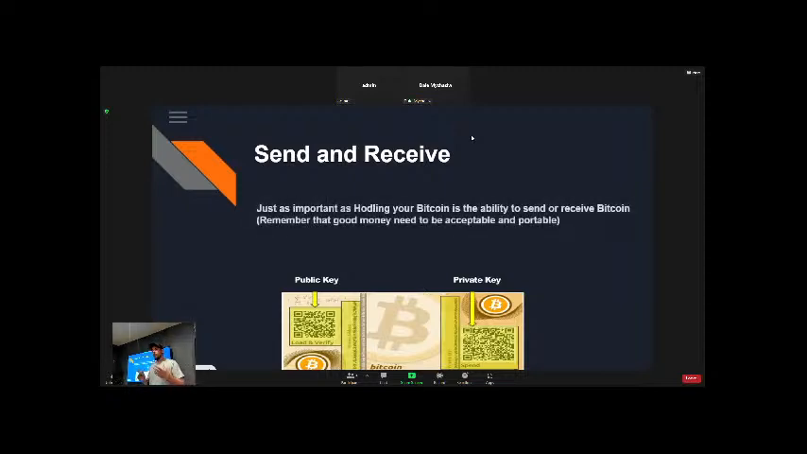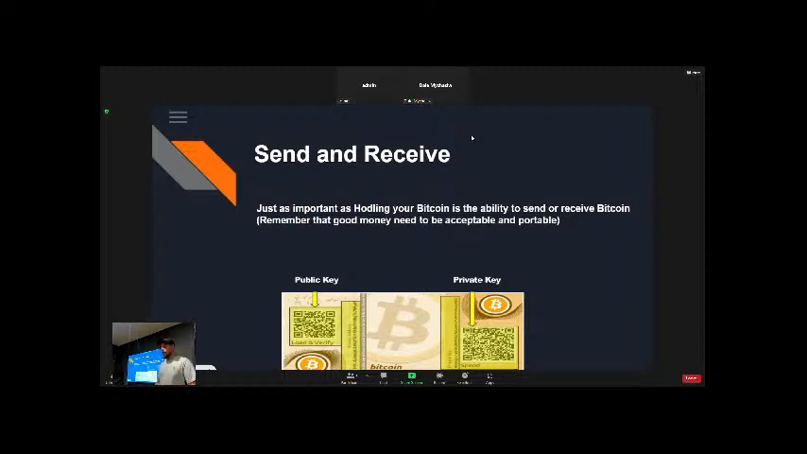So just as important as hodling your coins is the ability to send and receive, because money would be useless if all you can do is keep it in your pockets and you can never get it out, right? So it's really important to have that ability, and that's built into almost every single wallet out there. Just remember, good money needs to be acceptable and portable as well, right?